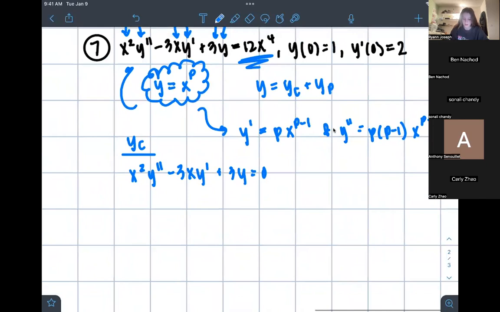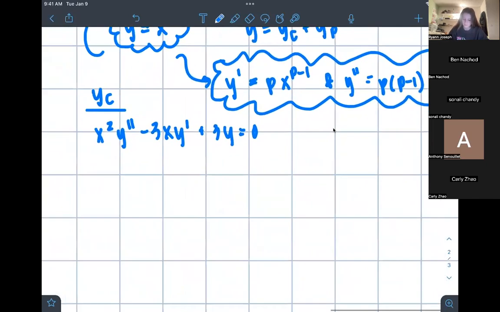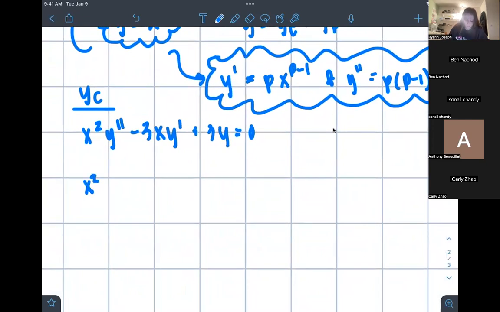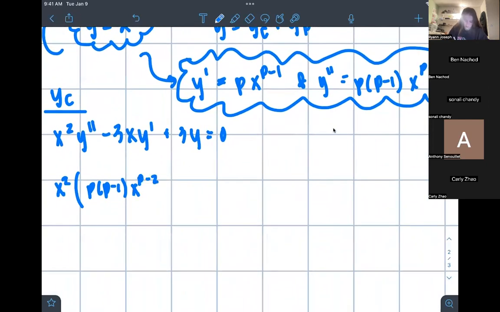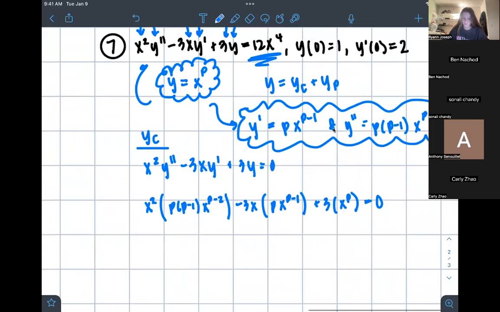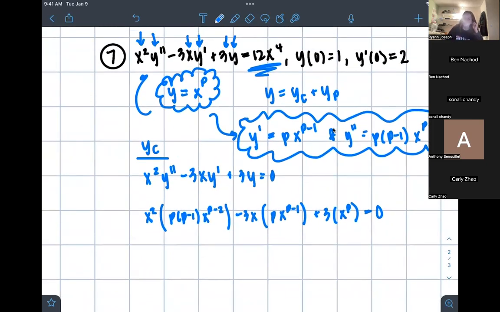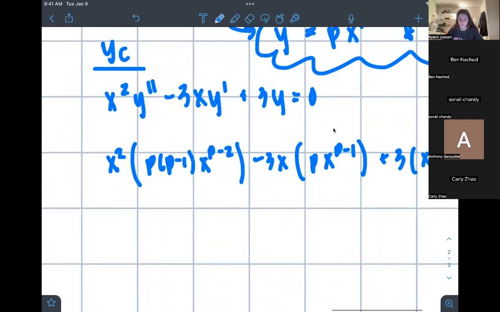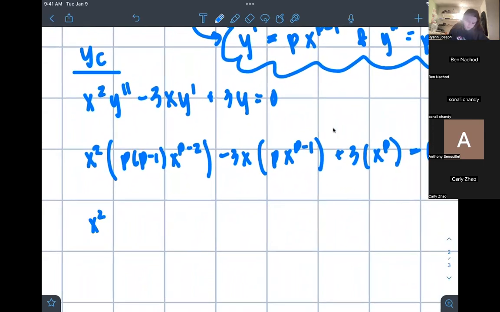Those are always true. I would have this on a cheat sheet, but you can always derive it given the question. So p minus 1 x to the p minus 2 minus 3x p x to the p minus 1 plus 3 x to the p equal to 0. So again, I just plugged in for y prime and y double prime the corresponding terms. So from this equation, I'm going to do some algebraic stuff.